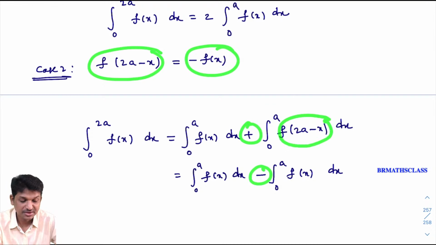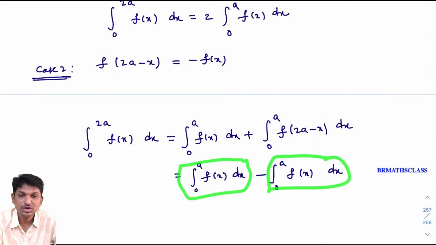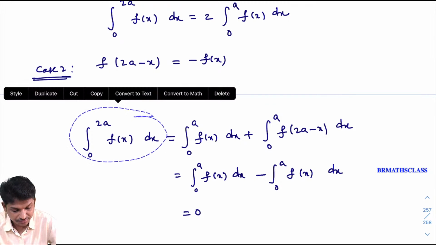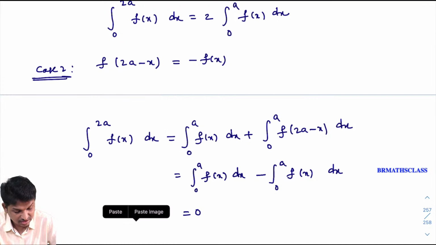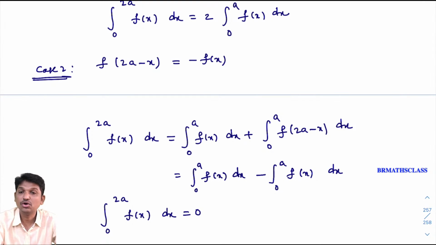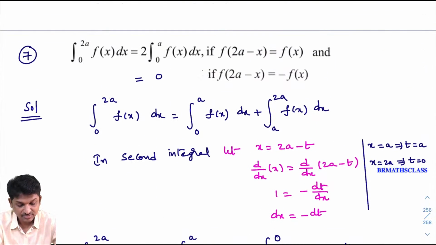Now, this f of 2a minus x is minus f of x. I multiplied this by plus minus so that it will become minus. Now, look here, integral 0 to a f of x dx and integral 0 to a f of x dx, like x minus x, right? X minus x is 0 now. So what will you get here? This is 0. So the integral of 0 to a f of x dx minus the integral of 0 to 2a f of x dx is 0. So, we proved this second result, right?